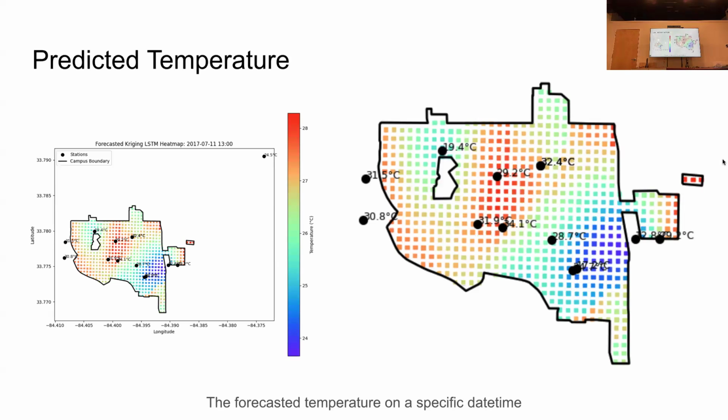Okay, for the result, the model helps us to forecast the temperature at a specific time. As you can see, we have different temperatures at different weather stations around the campus.